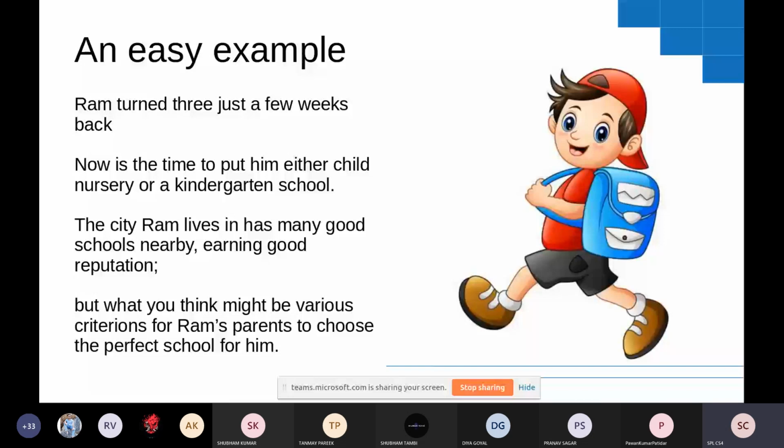And now it's time that his parents think that we should put him into a school, but there are many schools in the city available where Ram could be put for his kindergarten schooling. What should be the criteria Ram's parents think about while choosing a school for Ram?